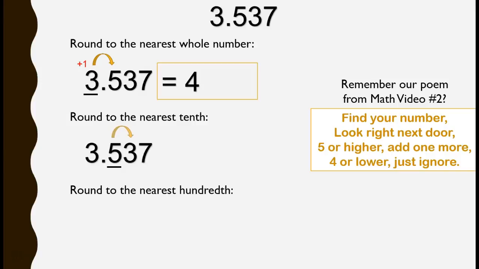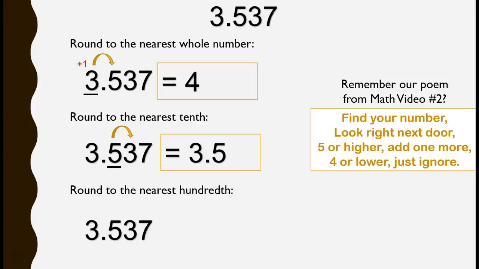We're going to look right next door. 5 or higher, add 1 more. 4 or lower, just ignore. So that 3 is lower than 4. So we're going to ignore that 5 and keep it the same. Turn everything else to 0. And it would look like this. And again, the zeros at the end don't really do anything, so you could just simply write 3 and 5/10.